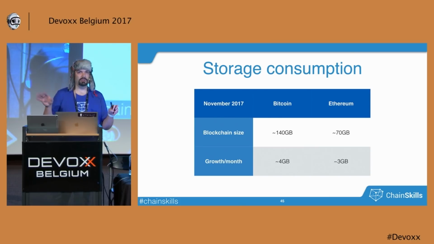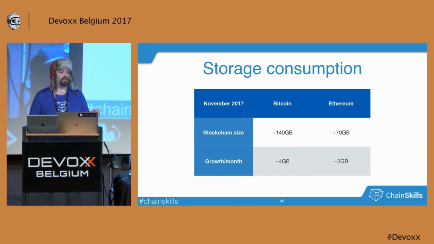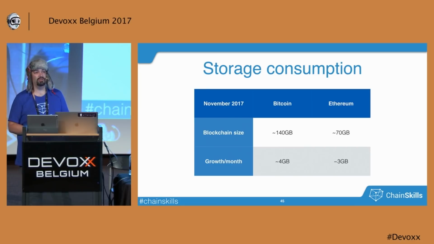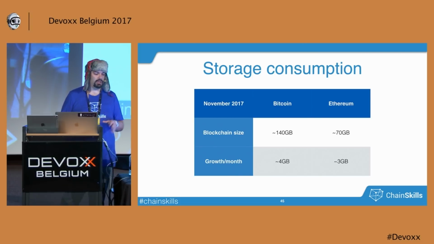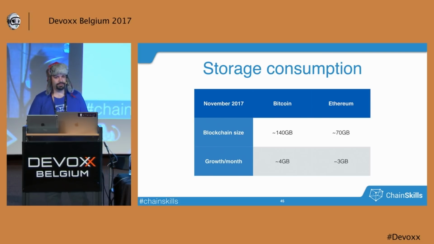These are approximate figures, but for Bitcoin, for example, right now the blockchain is about 140 gigs and it grows by 4 gigs a month. For Ethereum, it's about 70 gigs. I say about because actually in the Ethereum case, it's a little bit more complicated to calculate. It all depends on the mode that you choose to synchronize and so on. So I won't go into details with that, but it's about that order of magnitude.